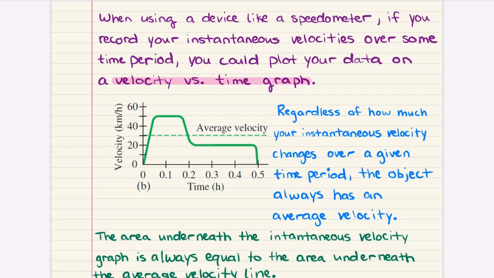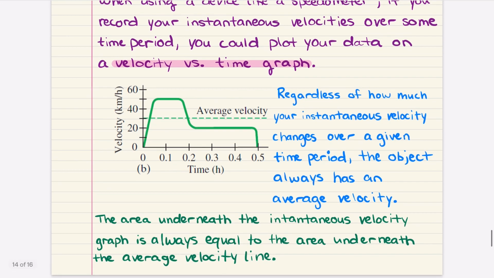It started at 0, as a car might do, and it went up to about 50 miles per hour, and it was traveling at 50 miles per hour for a little bit, but it started to slow down, and for a while it was traveling at 20 miles per hour, before it eventually came to a stop. So the instantaneous velocity of that car was changing throughout this 30-minute, or half-hour, time period. But regardless of how much the instantaneous velocity changed, the object always has some average velocity. And if you have a graph like this, then you have what you need in order to find it.